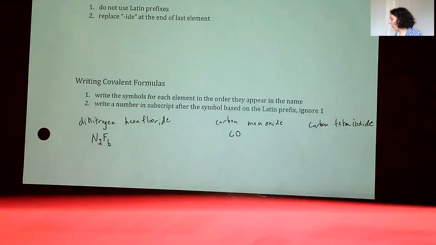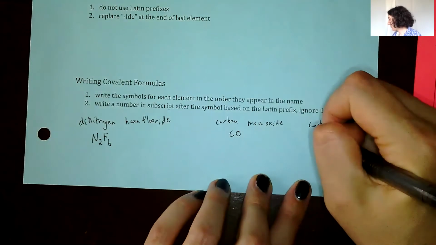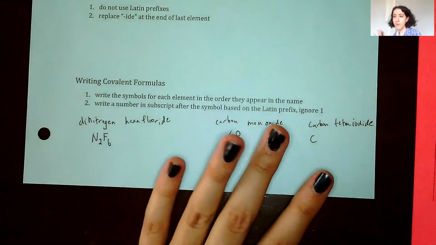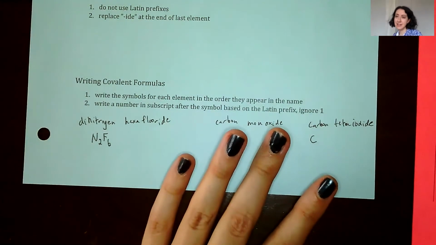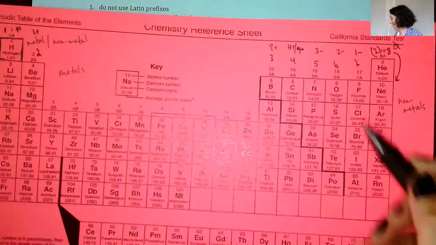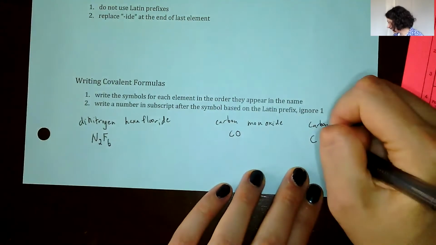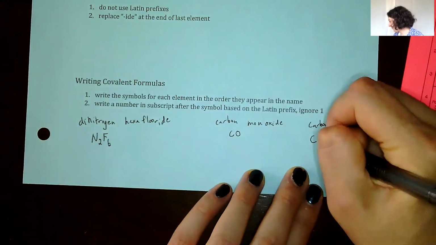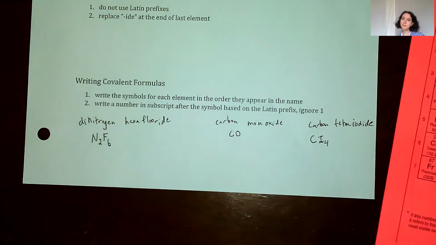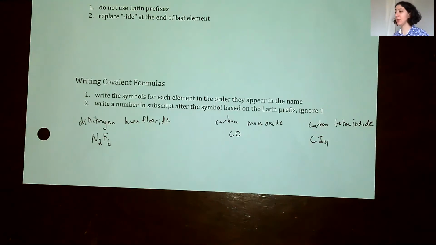Okay, finally, carbon tetraiodide. So C is for carbon, tetra is for 4, iodine is the symbol I. It's right here on the periodic table. And then ide just means it's a compound. So CI4, carbon tetraiodide. Okay, so that is writing and naming covalent molecules, writing the formulas and writing the names for covalent molecules. So you are now ready to start practicing this on your own.